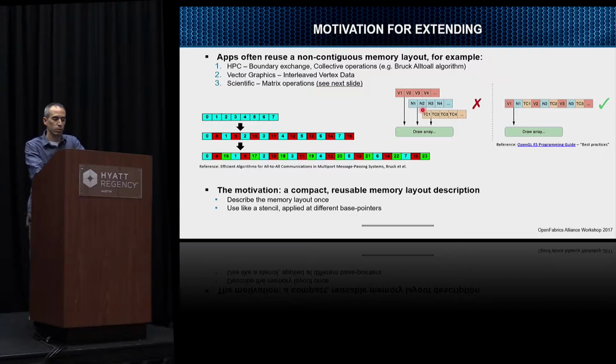On the right, we see an example from vector graphics. Also a use case where we have three vectors, and there's a stage where those vectors should be laid out in interleaved fashion in memory. Another one is from the scientific range. We'll see that in the next slide. So again, I'll reiterate the motivation. We would like to have a compact, reusable memory layout description where we can describe such patterns, and basically allow the device to be familiar with a specific layout and keep changing the address for different objects.